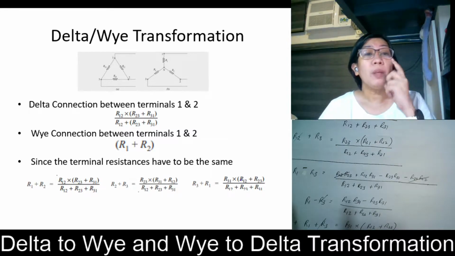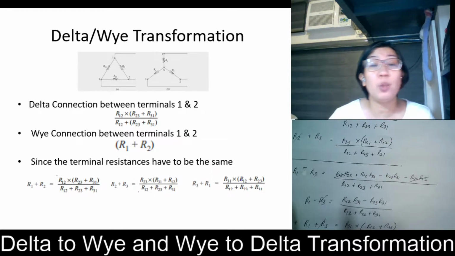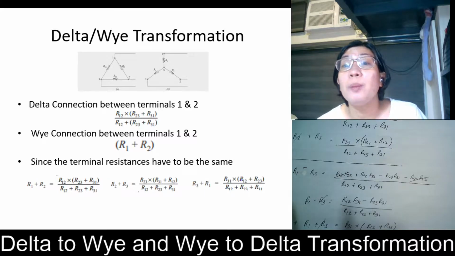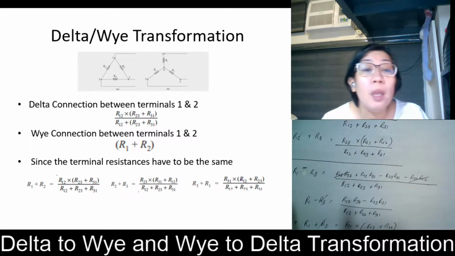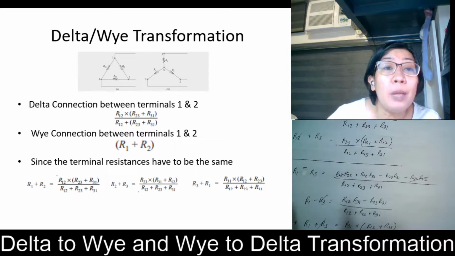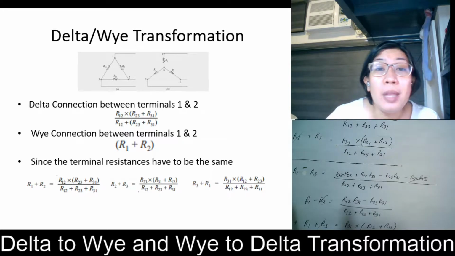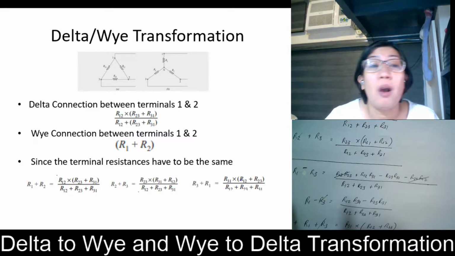Now the Y connection between terminals 1 and 2. So where are terminals 1 and 2? We have here terminals 1 and 2. As we can see, by looking at this, R1 and R2 are simply connected in series. So we can say that the Y connection between terminals 1 and 2 here is simply R1 plus R2.